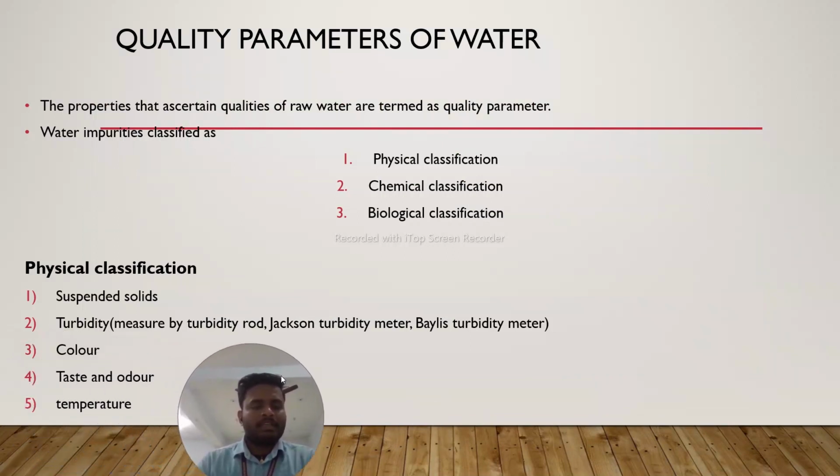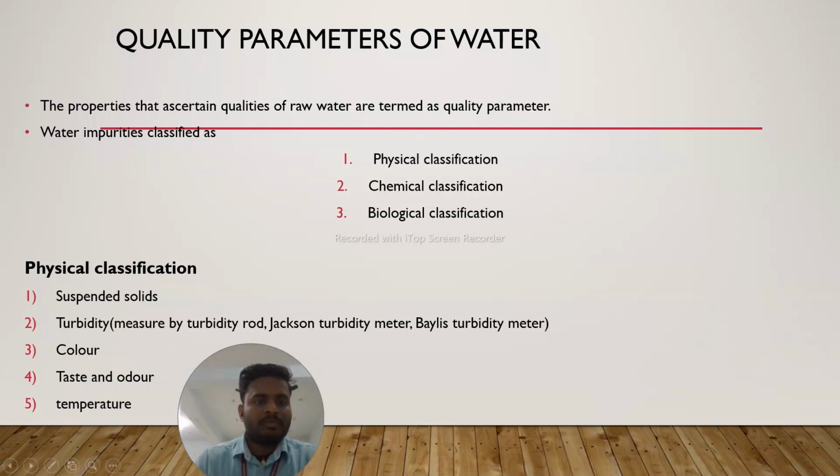Then we have to study the quality parameters of water. What are the quality parameters, the qualities present in water? The properties of certain qualities of raw water are termed quality parameters. The qualities present in the raw water are defined as the quality parameters. So, water impurities.